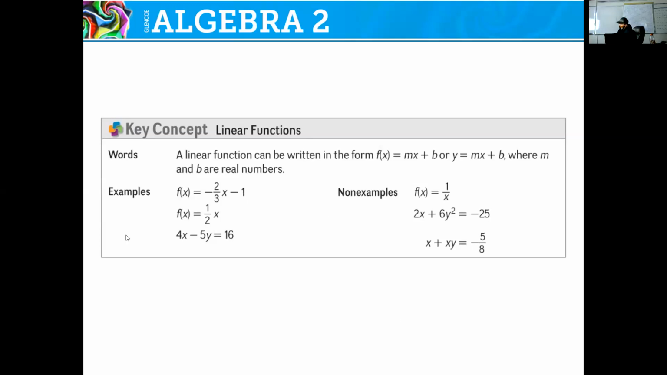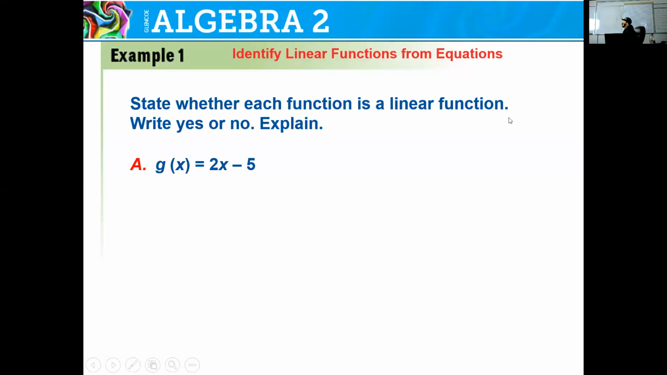But when you're identifying linear functions, the first part is very easy: fitting into y equals mx plus b. State whether each function is a linear function, write yes or no, and explain. We're given g of x is equal to 2x minus 5. Ask yourself, does that fit the form y equals mx plus b? The answer would be yes.